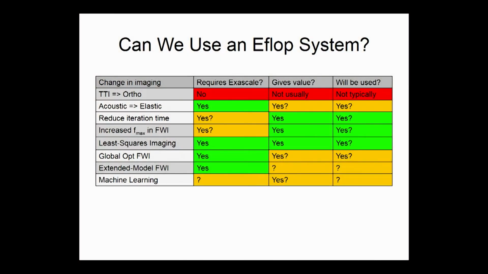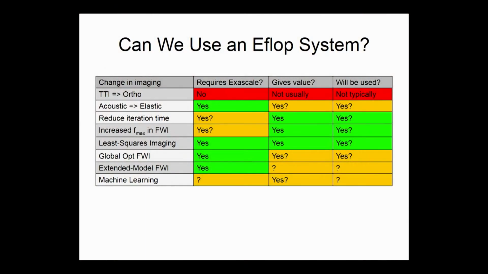Okay, with all that, what Surya and I did was sit down and write up a list of various directions that we might go to use the extra compute that would be in an Exaflop system. I'd mentioned earlier the difference between the TTI medium and orthorhombic. It doesn't seem to be giving us a lot of uplift right now, and doesn't even require an exascale, so if it is used, it won't be typically, I don't think, and it's not clear that it's going to give us the value to push us in that direction.